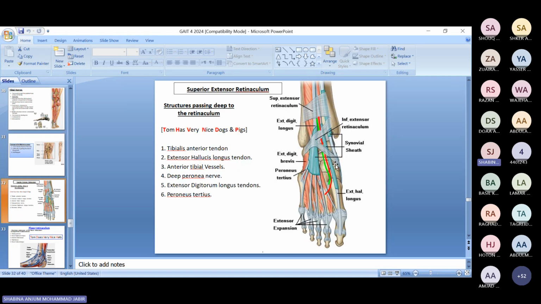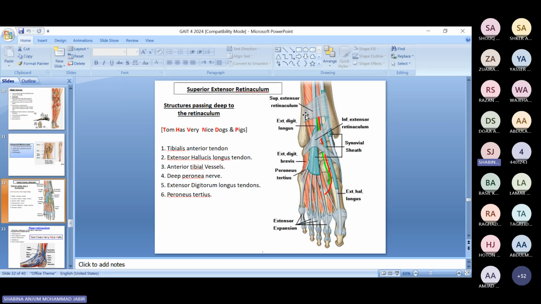So the deep muscles, you will be happy that no, we don't have the specimen to see the deep muscles. But you can identify these deep muscles at the ankle joint. At the ankle joint, you can see the tendons. First, we will see the anterior extensor compartment.